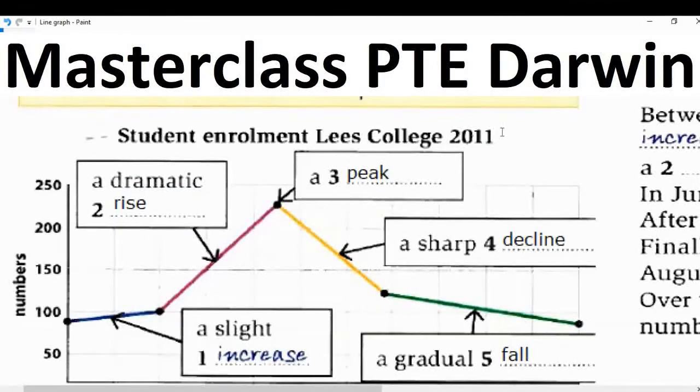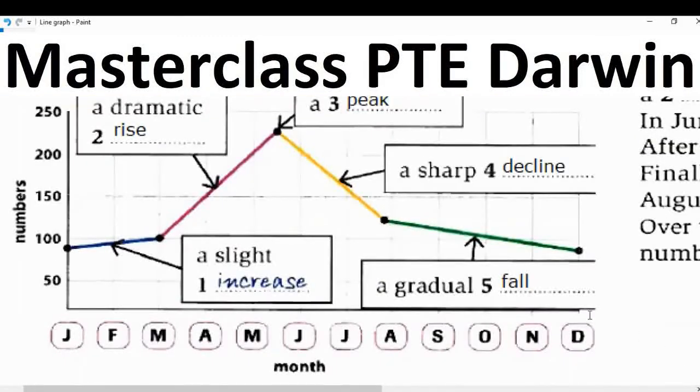Okay, so now let's see the scenario. What's happening in the enrollment? These are the months. What happened from January to March? A slight increase. Yes, the student number slightly increased. And then what happened from March to June? A dramatic rise. Yes, there was a dramatic rise.